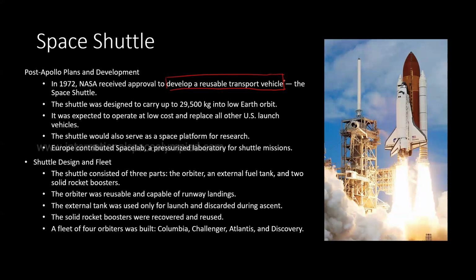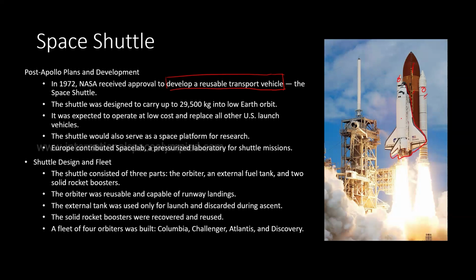It was expected to operate at a low cost and replace all other US vehicles. The shuttle should also serve as a space platform for research. Okay, so if you look here, this is a fuel tank, and these two side ones are called boosters. And this main one is the flight, the orbiter. It looks like an aeroplane kept on a rocket. The design is exactly like that.